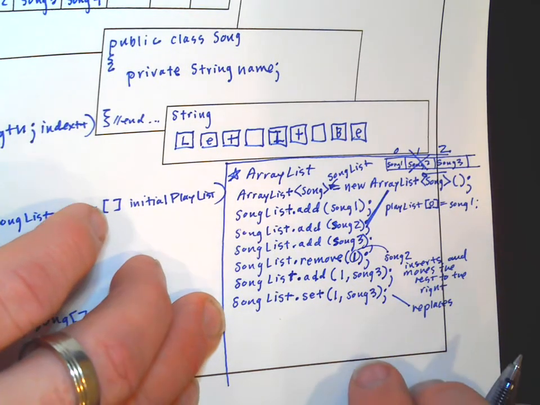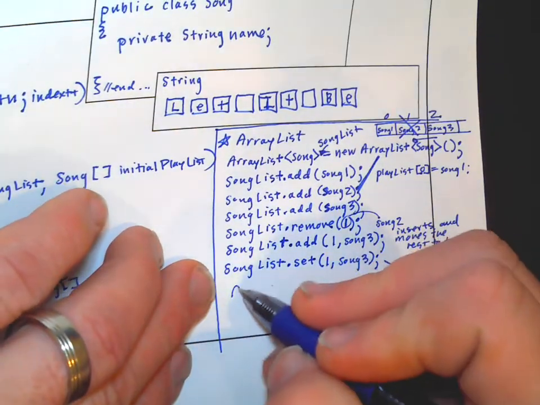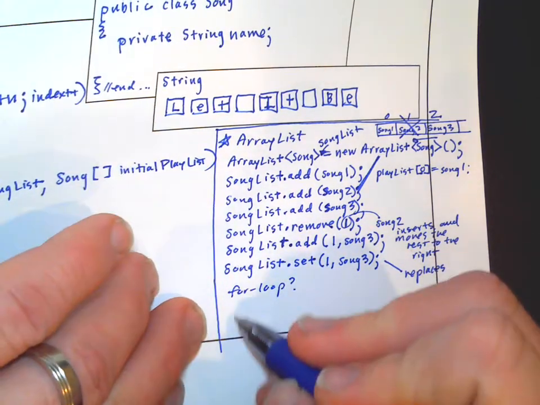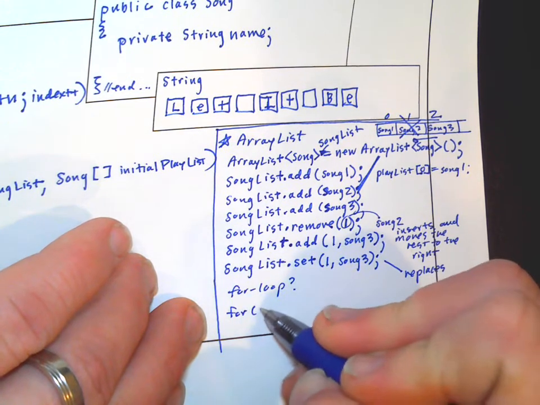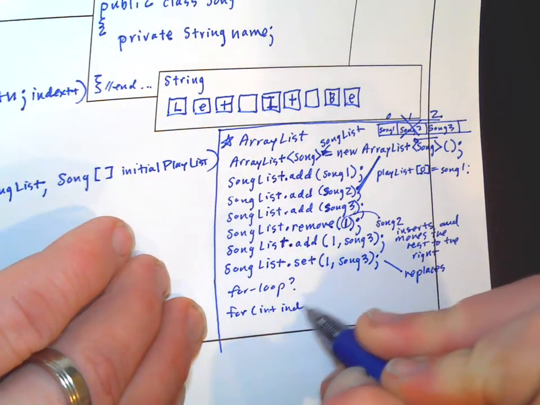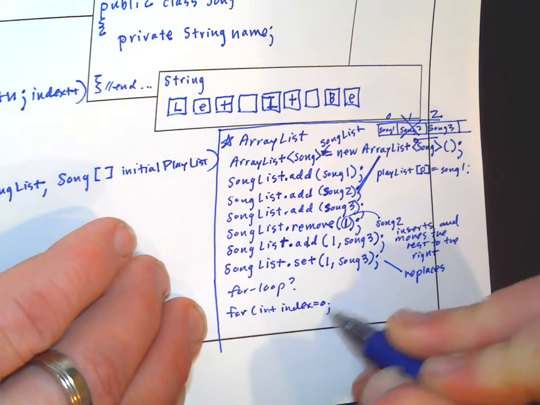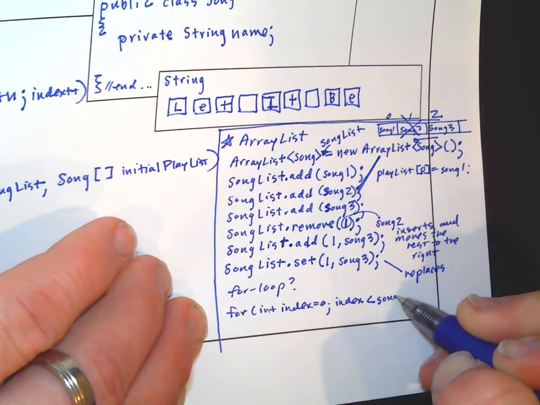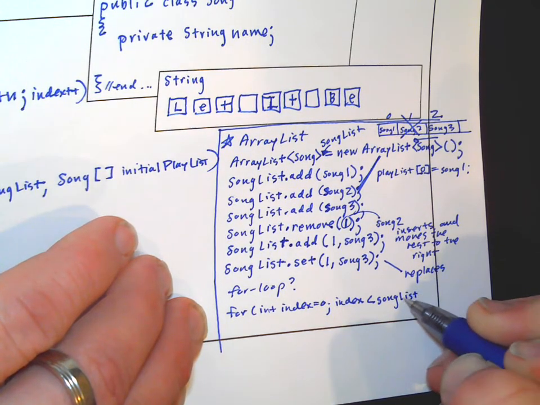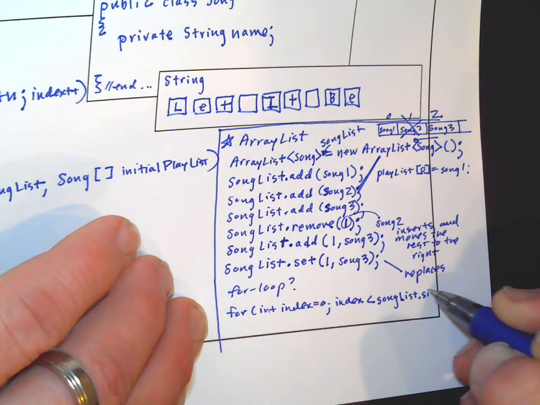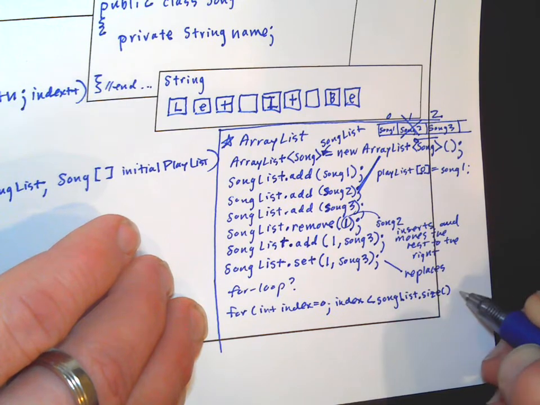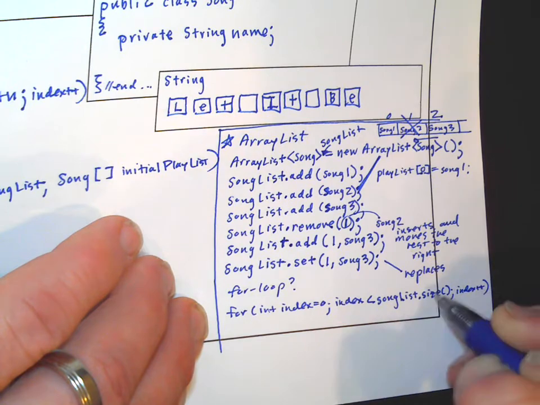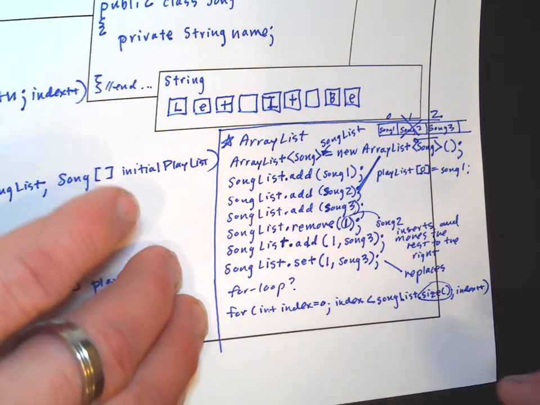How do you do this in a for loop situation? Well, we do for int index equals 0, index is less than song list dot size, and index plus plus. Now it's not dot length because that's for arrays. It's dot size. So very similar, but you've got to remember this dot size is for array lists.